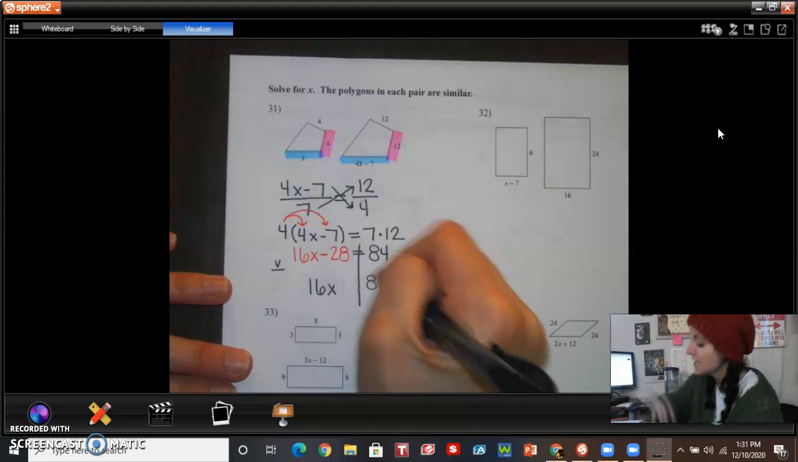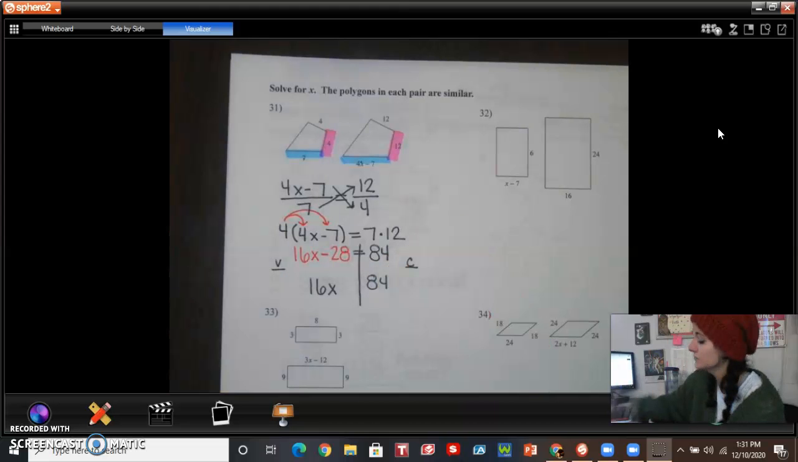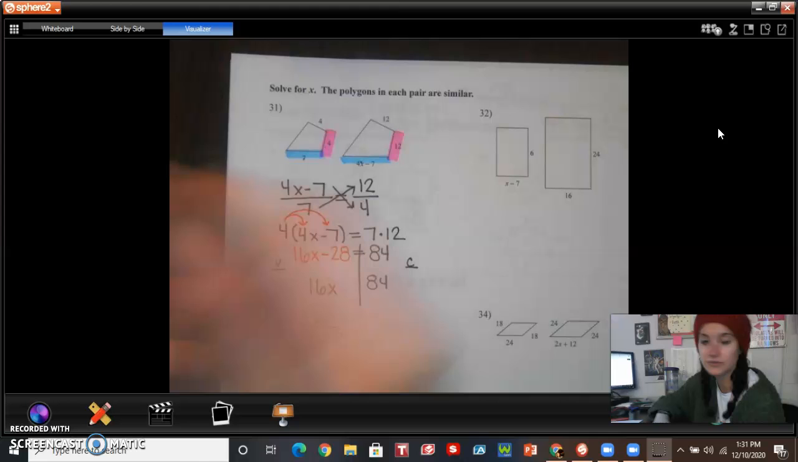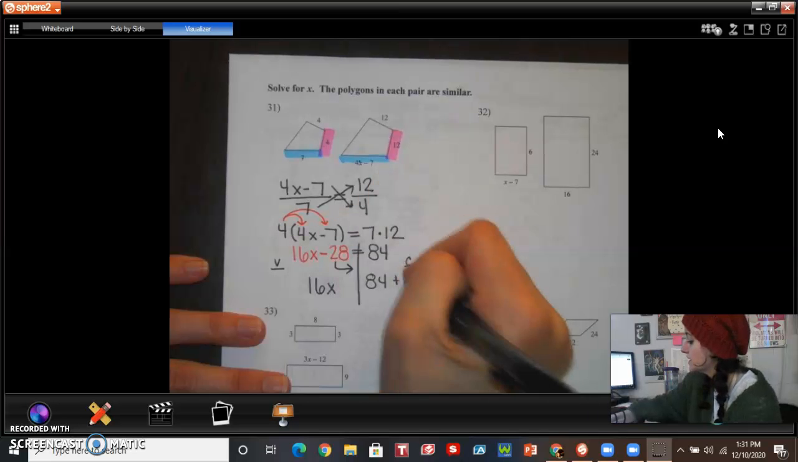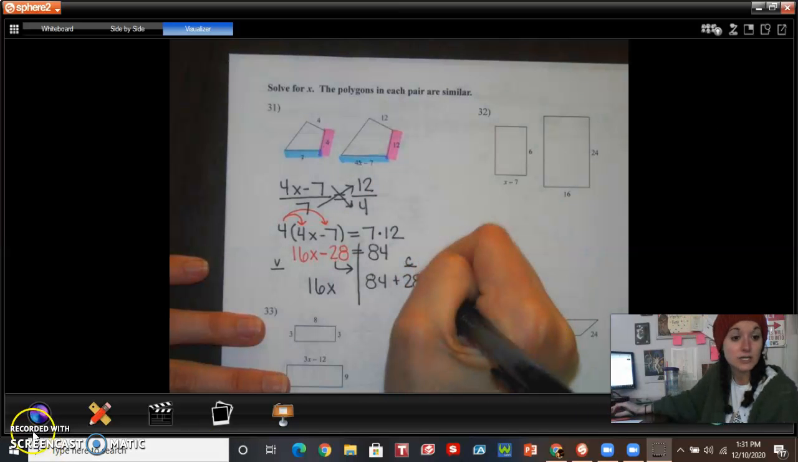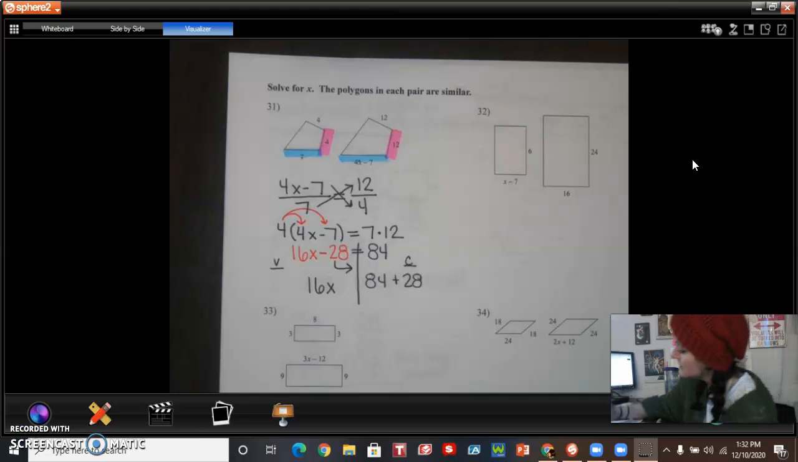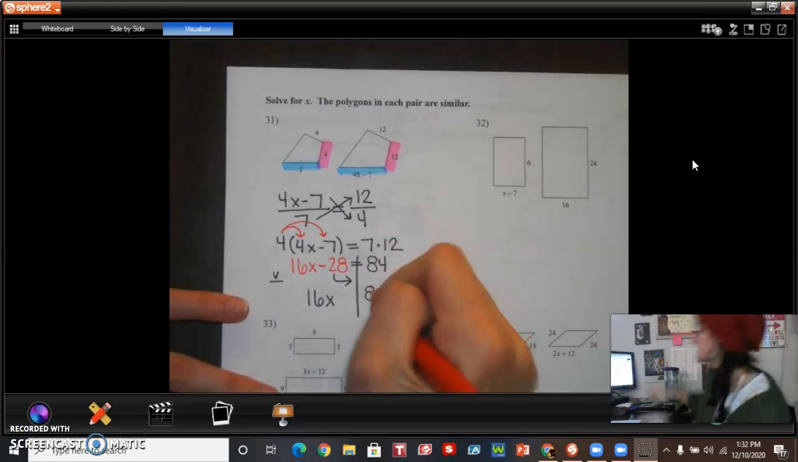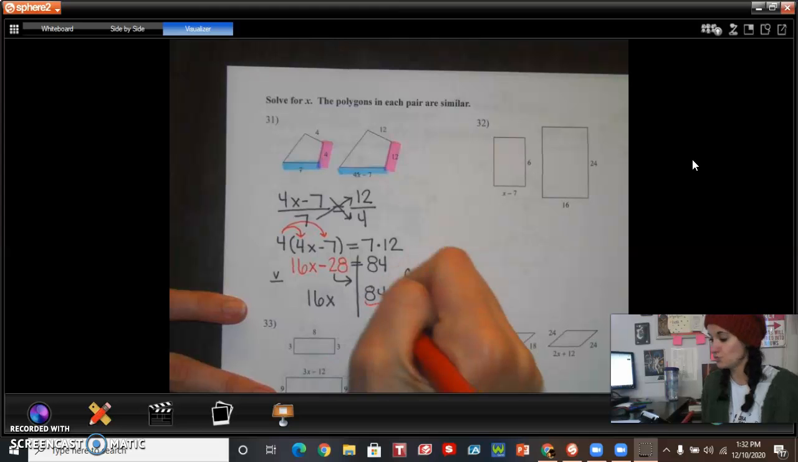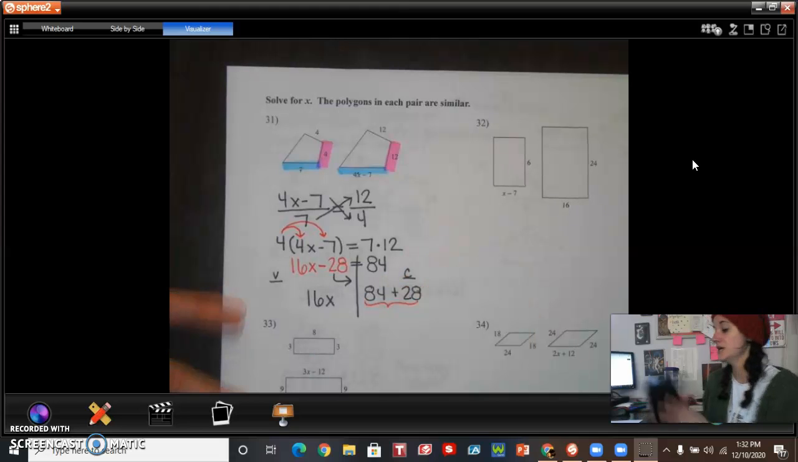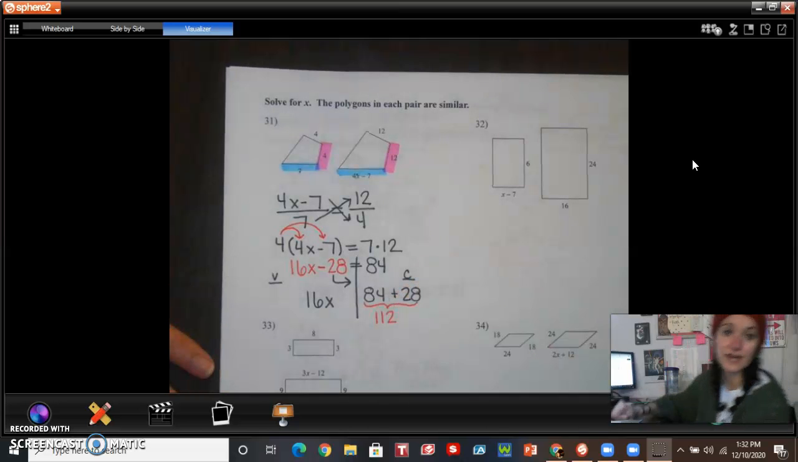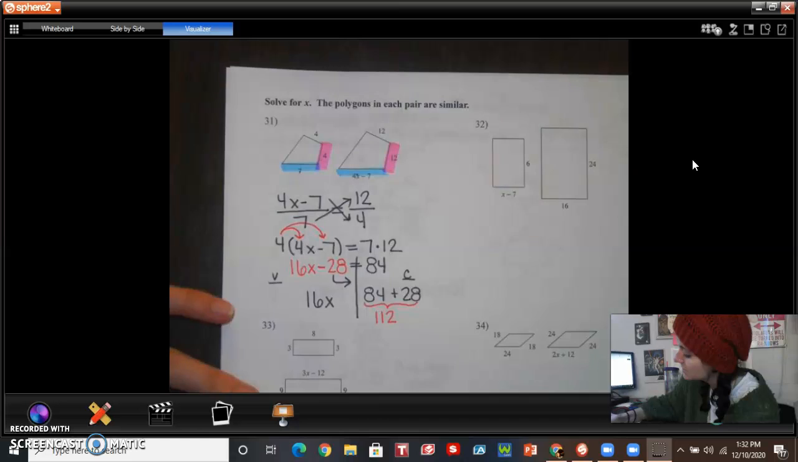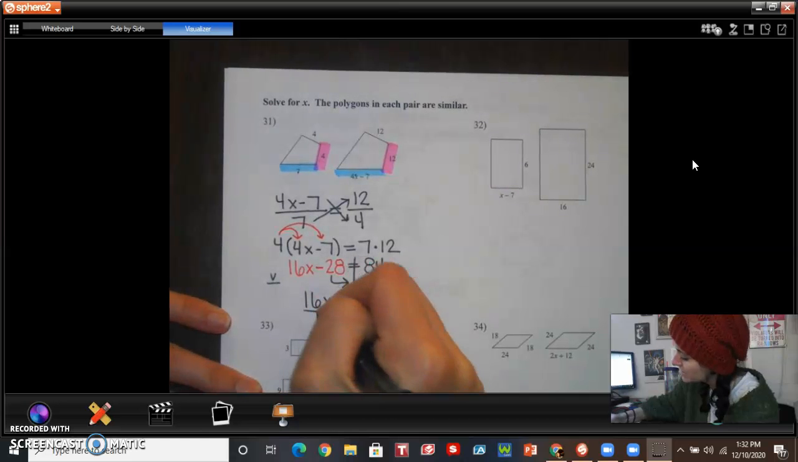All right, so let's go ahead and take care of these. So we have 84 plus 28, and we get 112. All right, and now we need to solve for x, and the way we do that is by getting x by itself by dividing by 16. So our final answer is x equals, and we do 112 divided by 16, and we get 7. Now, in the Google form, you just type in the number answer, which is 7. Don't put x equals 7, just put 7.